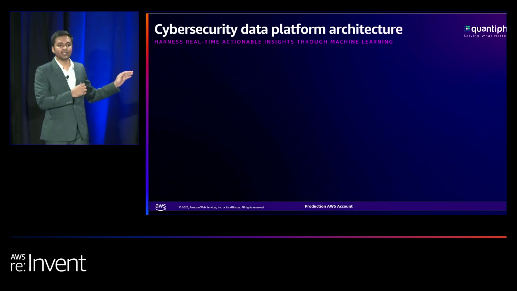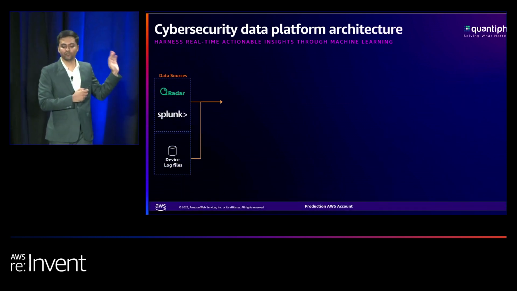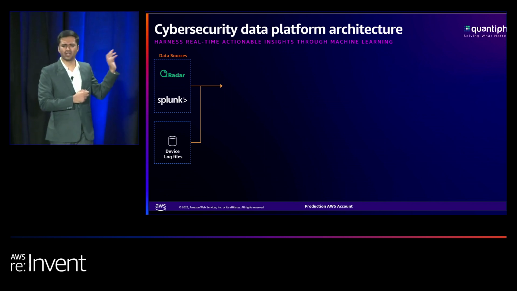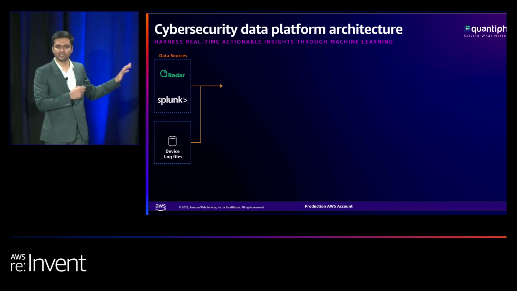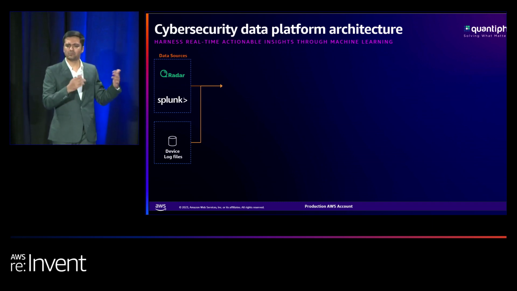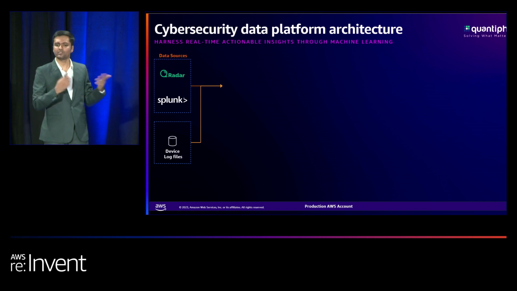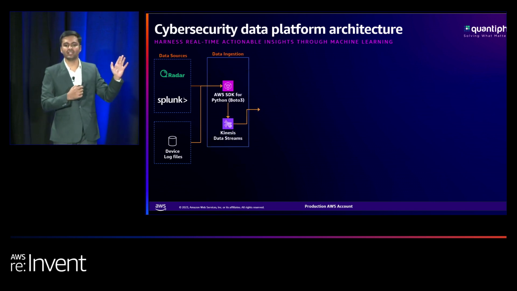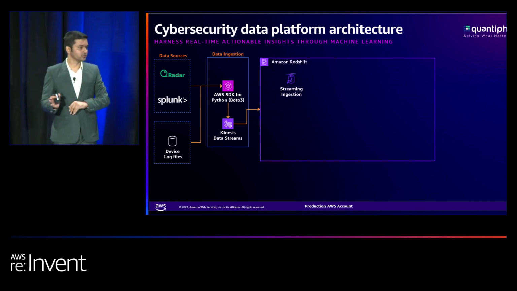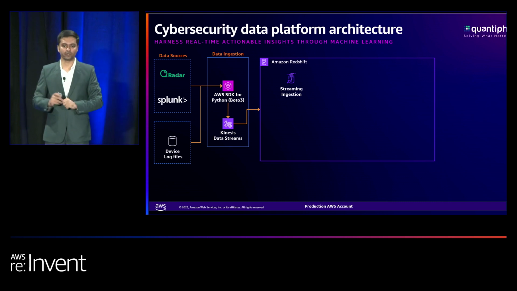Let's look at the architecture here. On the left, you will see different kinds of logs: QRadar, Splunk, those are the different sources. You also have some flat files from device logs. Think of your laptop, where you have different logs going on. All of these logs, with the help of Kinesis Data Streams, were sourced to Amazon Redshift, which becomes the centralized warehouse or storage layer here.